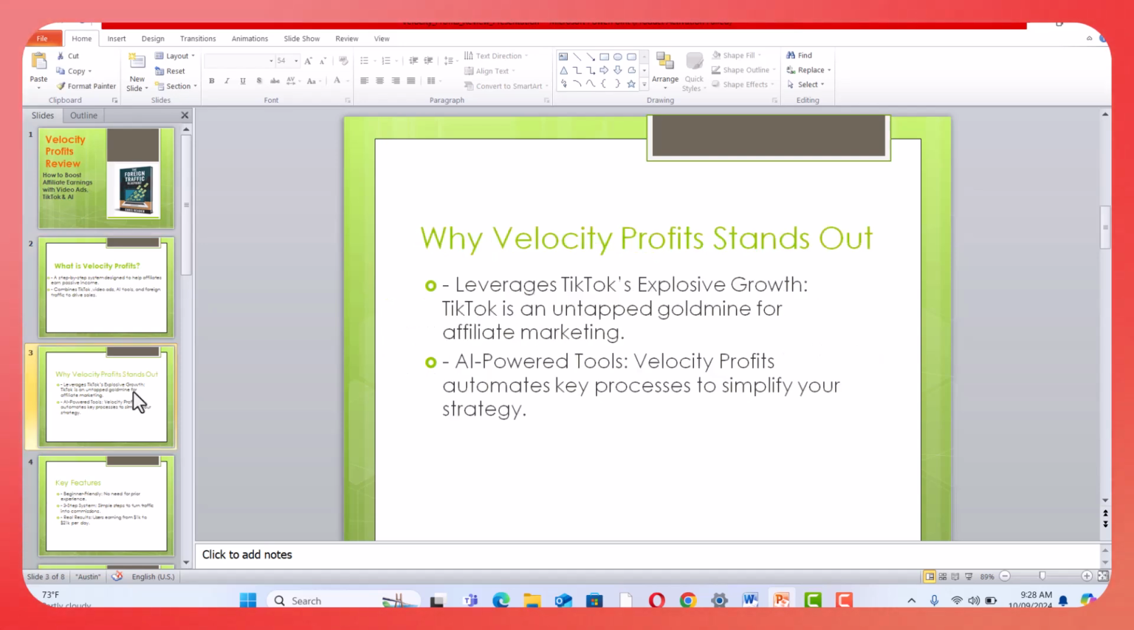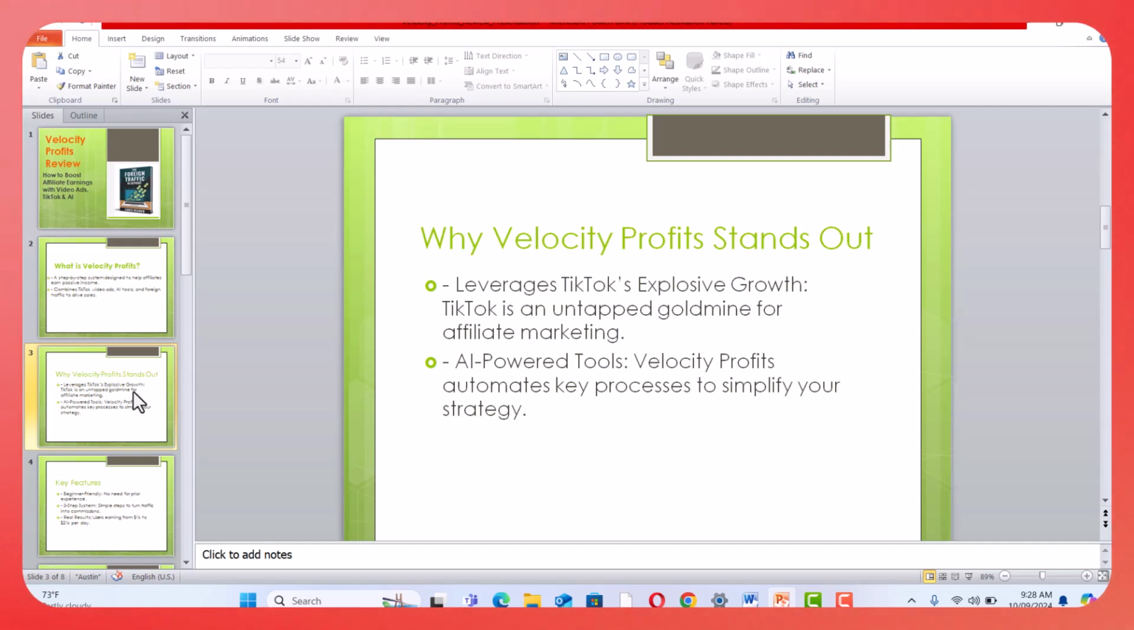Why does Velocity Profit stand out? Velocity Profit stands out because it leverages TikTok's explosive growth. TikTok is an untapped gold mine for affiliate marketing this year, 2024. It leverages AI power tools. Velocity Profit automates key processes to simplify your strategy.